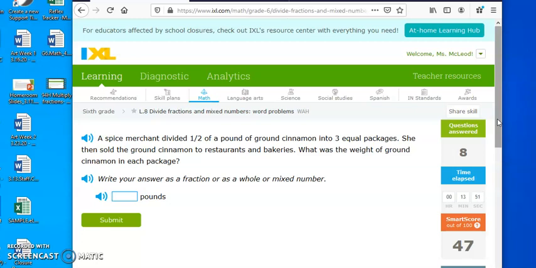And now we have to flip the reciprocal, which is 3 over 1. I'm going to flip that upside down, and I'm going to have 1 over 3. I'm going to change my division sign to a multiplication sign, just so I can remember what I'm doing. And now I am going to multiply straight across. 1 times 1 is 1. And 2 times 3 is 6. So our answer is 1/6 of a pound.